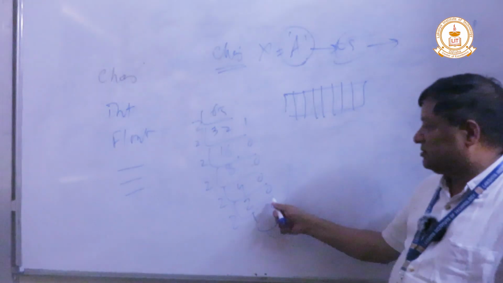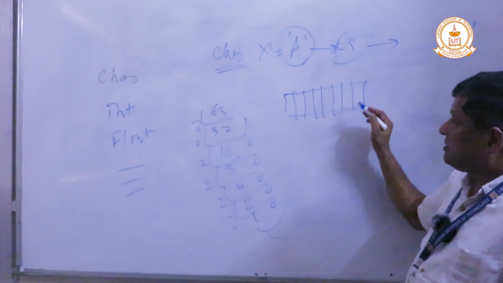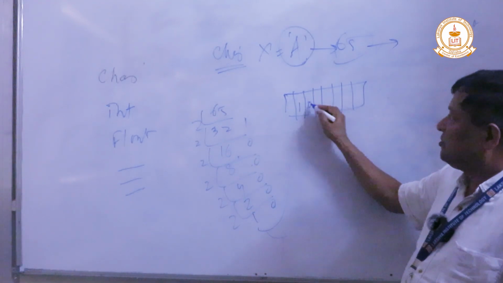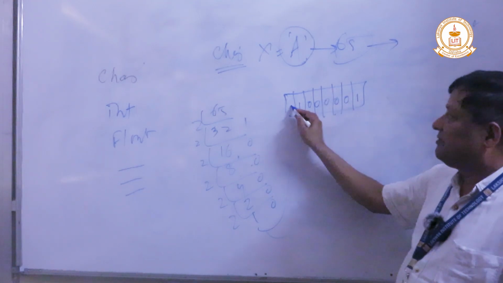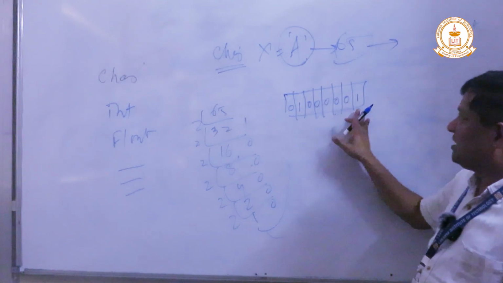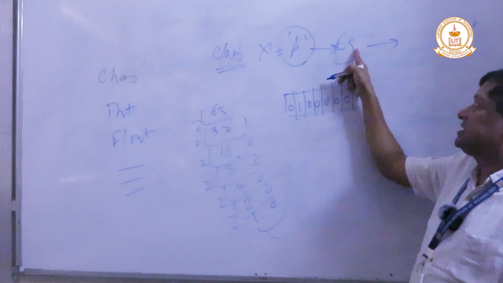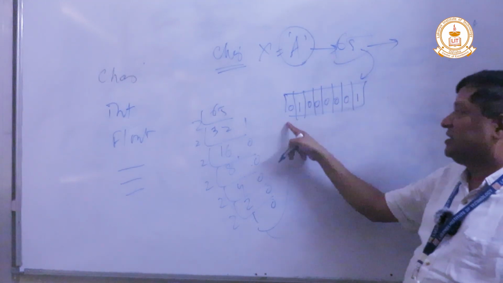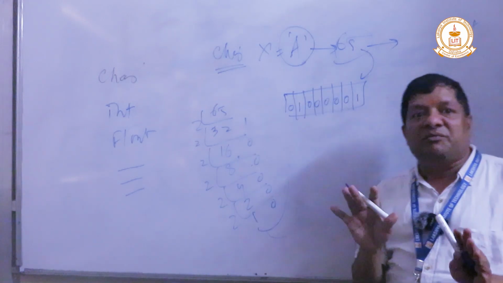How many bits? 1, 2, 3, 4, 5, 6, 7. So fill it up from the bottom. That is 1, 0, 0, 0, 0, 0, 1. The last remaining bit is 0. This is the binary for 65. So character x is equal to 'A', which is 65, is stored in memory in this format. Every data is stored in memory in binary.